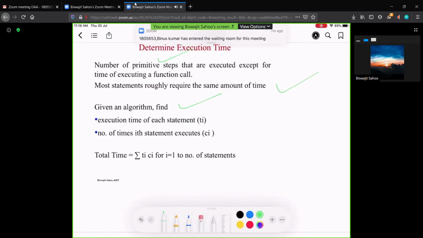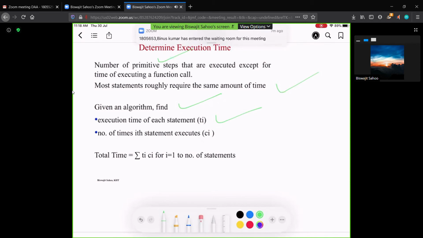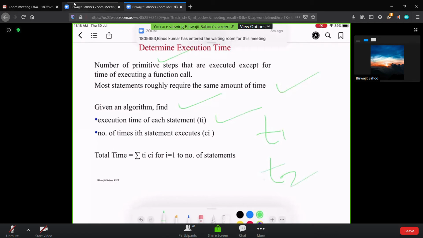To find the total execution time, we will find the execution time of each statement. Let it be Ti, where i stands for the ith statement. You may consider equal time, or if you take unequal time, you can say the execution time of each statement. Ti is the execution time of the ith statement. T1 is the execution time of the first statement, T2 of the second statement, and like this. Then, the number of times the ith statement gets executed.